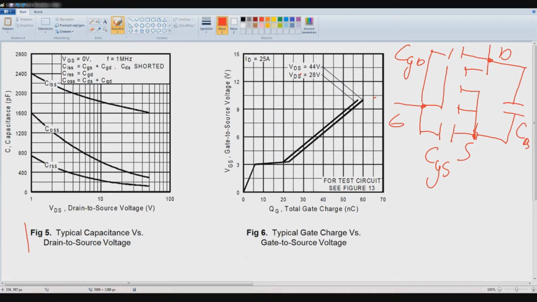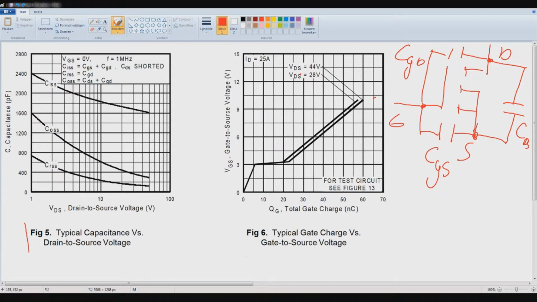And later I'm going to show you the problems that come with buying counterfeit MOSFETs from eBay and such. So take a close look at this graph.